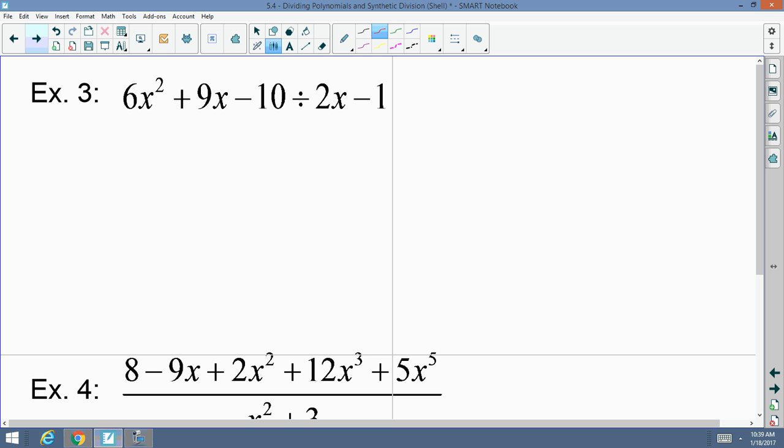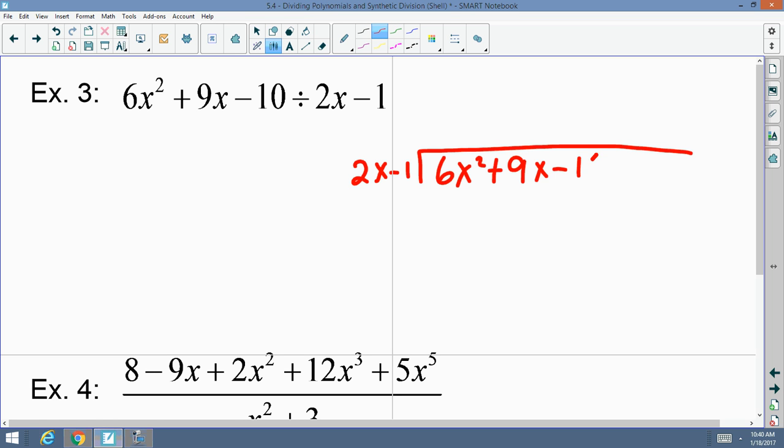I got 6x squared plus 9x minus 10 divided by 2x minus 1. So I'm going to put 2x minus 1 on the outside, and I'm going to put my 6x squared plus 9x minus 10 on the inside. When you write your dividend, what's inside of the house, always make sure that it is in standard form, highest exponent to lowest.